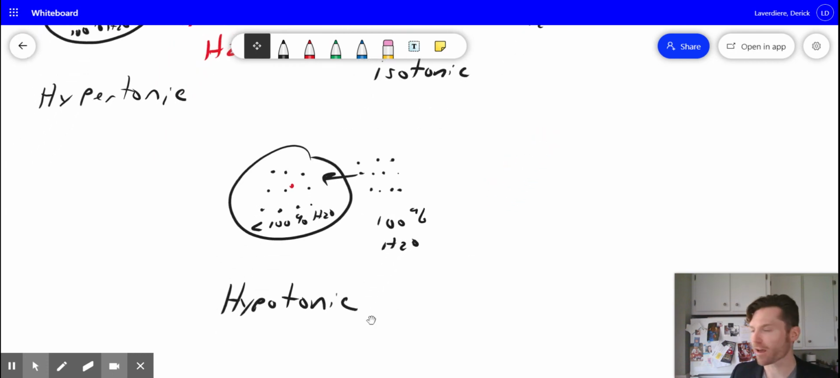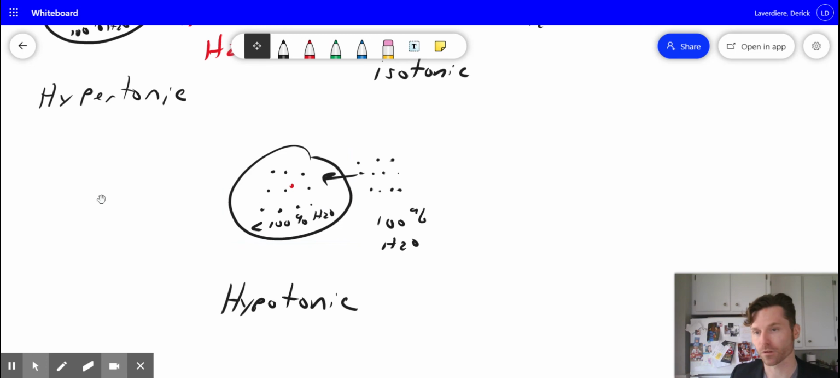And then when I have more stuff inside the cell, more non-water stuff inside the cell, that's called hypotonic, right? And so inside the cell here, I have less than 100% water. Outside the cell, I have 100% water. So the water is going to move in. And the water is going to keep moving in and keep moving in.